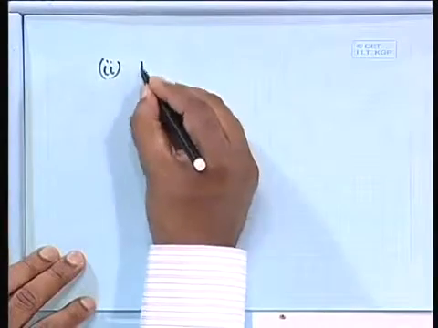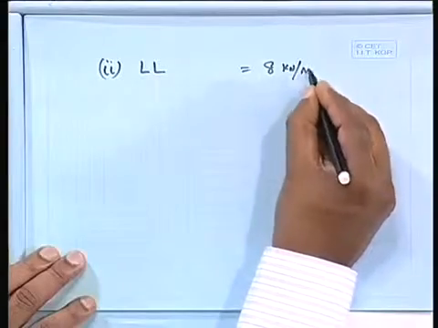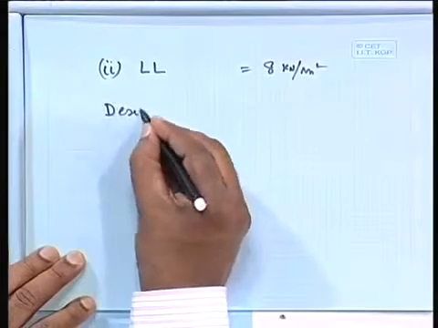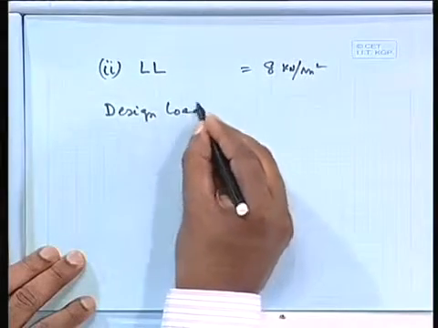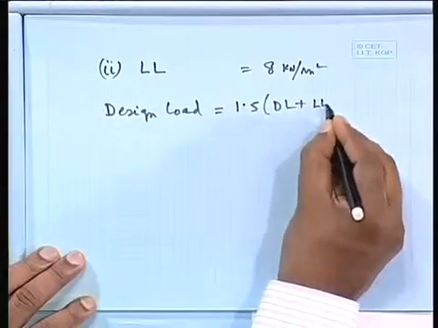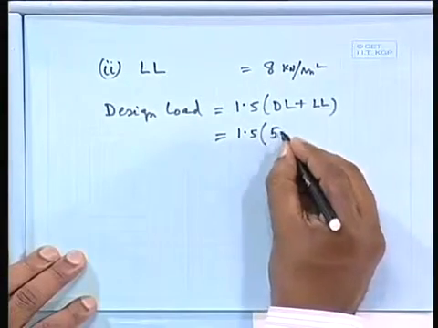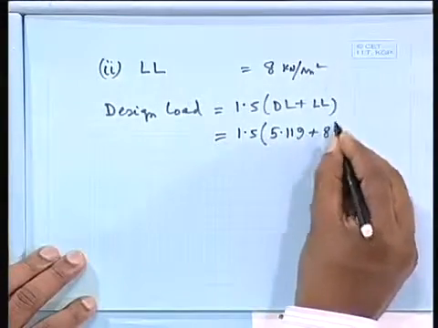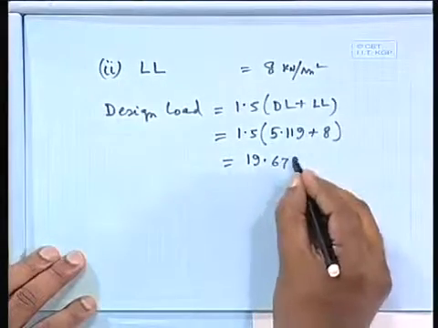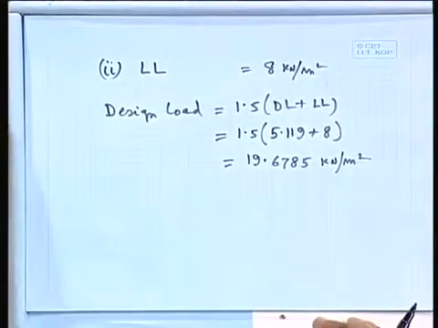Number 2, live load equal to 8 kilonewton per square meter. Therefore, the design load, or factored load, equals 1.5 times dead load plus live load, equals 1.5 times 5.119 plus 8, equals 19.6785 kilonewton per square meter. Okay.